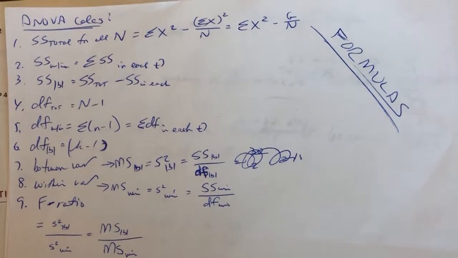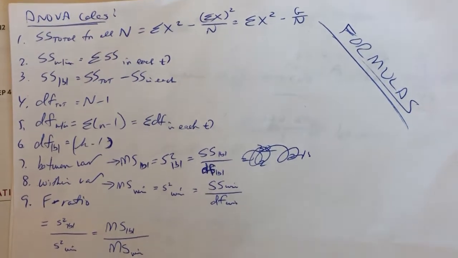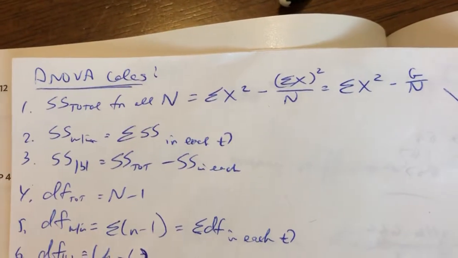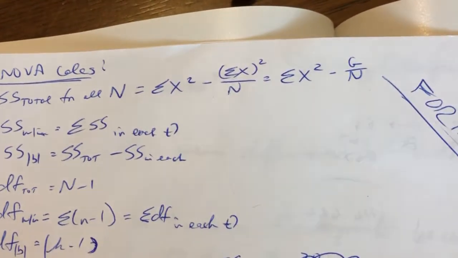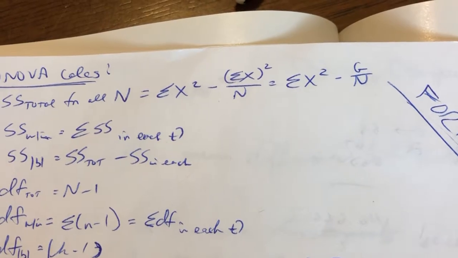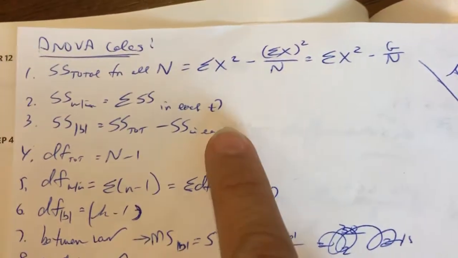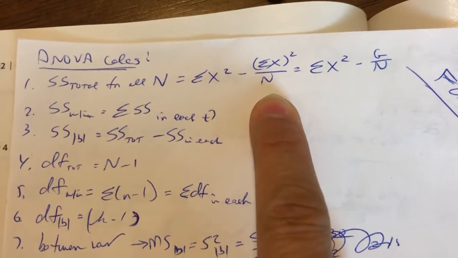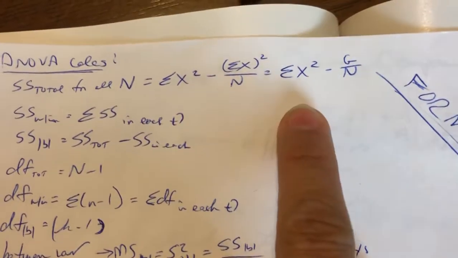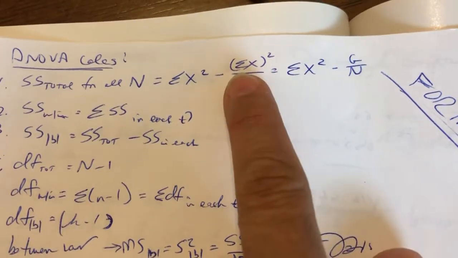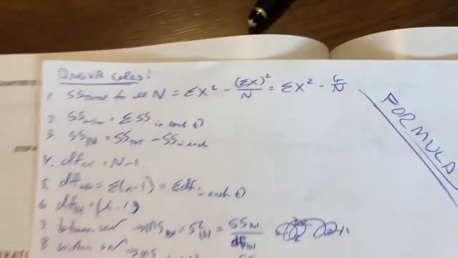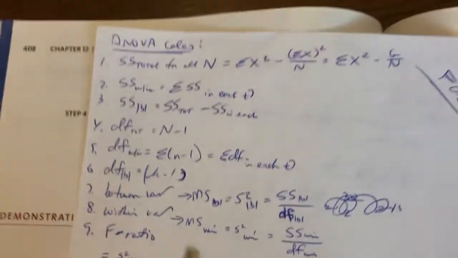So to find your F ratio, you need to first of all get your sum of squares total for all N, and there's the formula right there. You can either use the sum of x squared minus the sum of x, quantity squared, over N, or you can replace this numerator with G, and you can do it that way, okay? Use my pen instead of my finger.